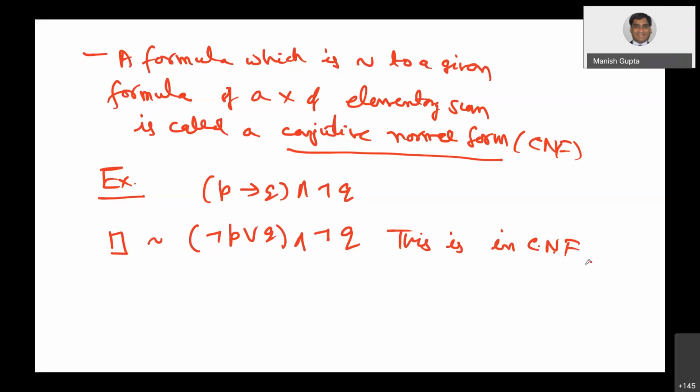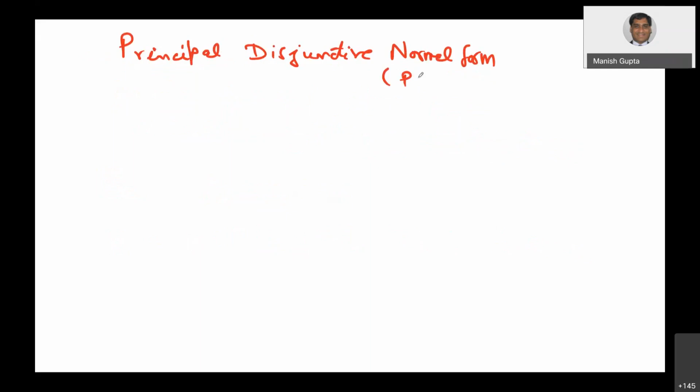CNF and DNF. Actually, I can also describe now what is known as principal disjunctive normal form, which is another special case. Principal disjunctive normal form, PDNF.